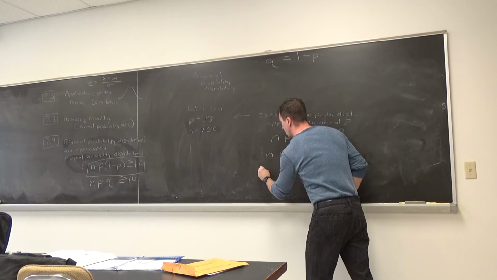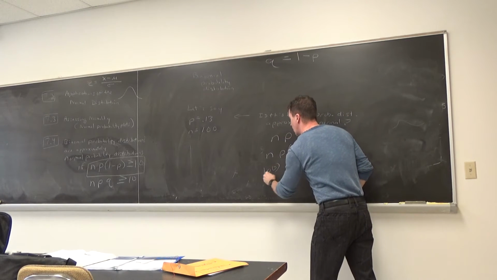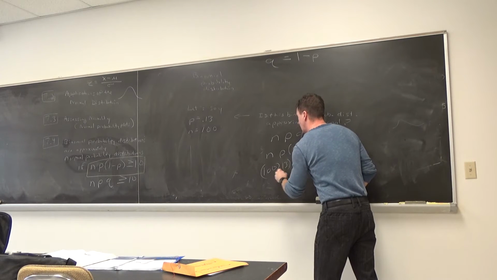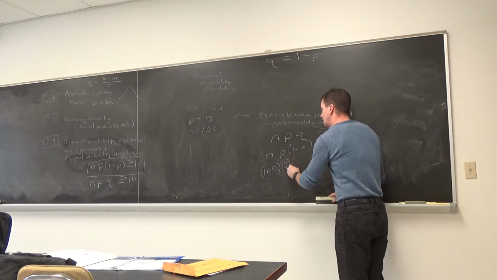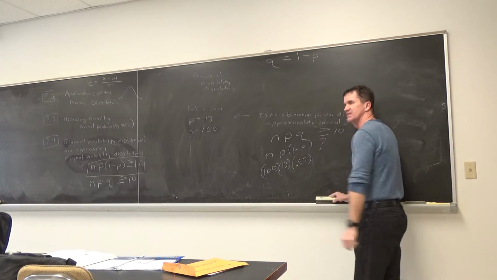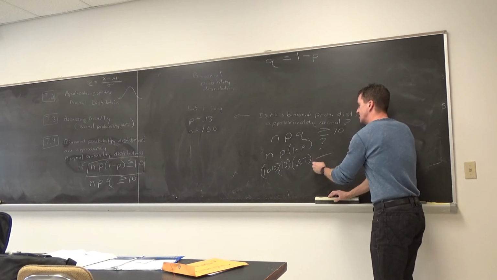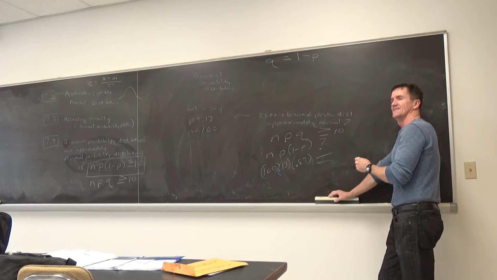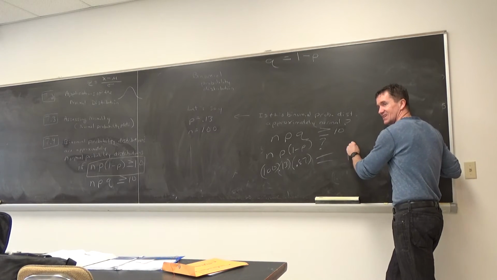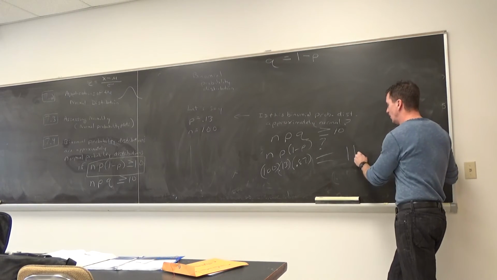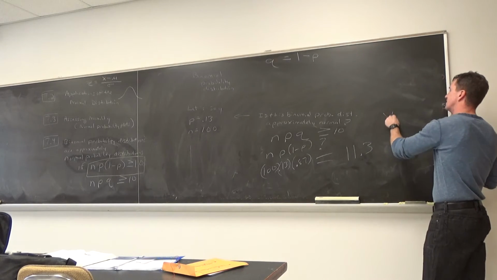You get your 100 multiplied by 0.13 multiplied by 0.87. That's how we're getting that 1 minus p. We're just subtracting that. How big is that? Ooh, 11-ish? 11.31. 11.3. The answer is what? Yes.